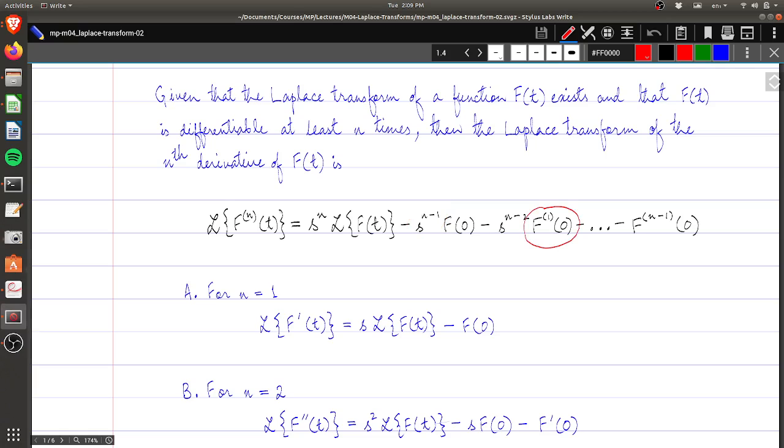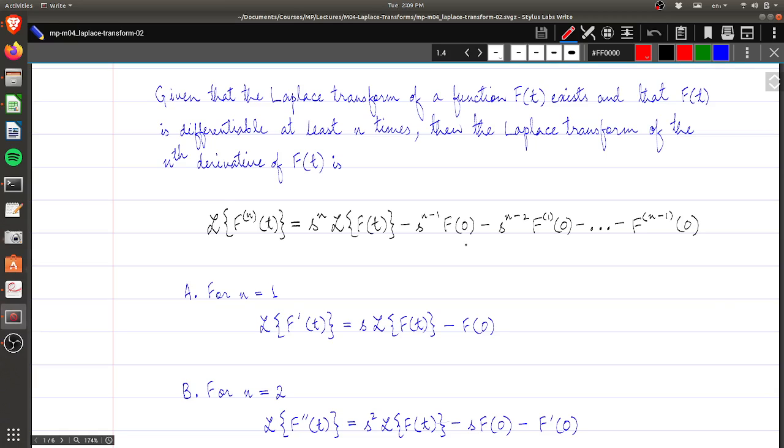And you keep going on until you reach the n minus 1th derivative and find out the value of the n minus 1 derivative at 0. Okay, so this is a general formula for finding out the Laplace transform of the nth derivative. Just to give you an idea of what's happening.